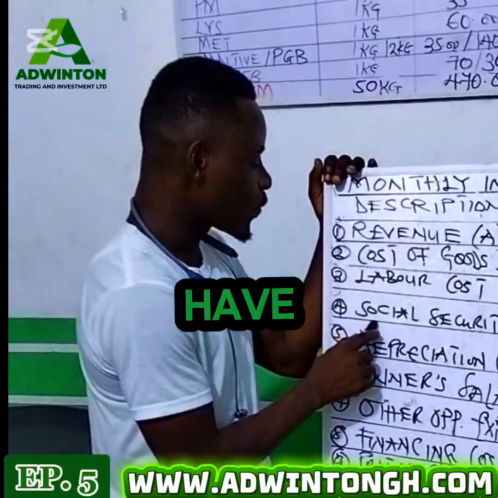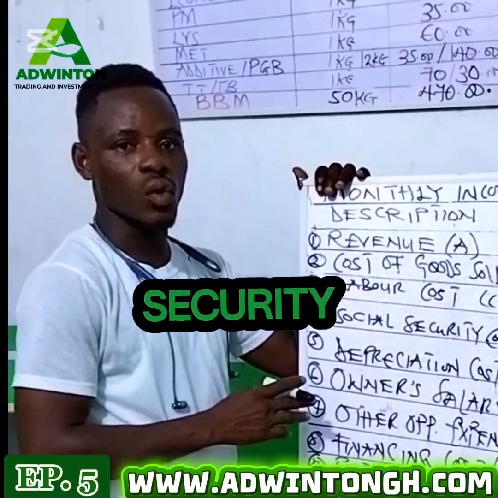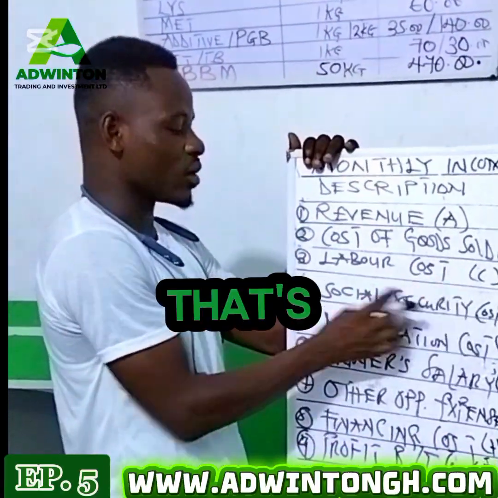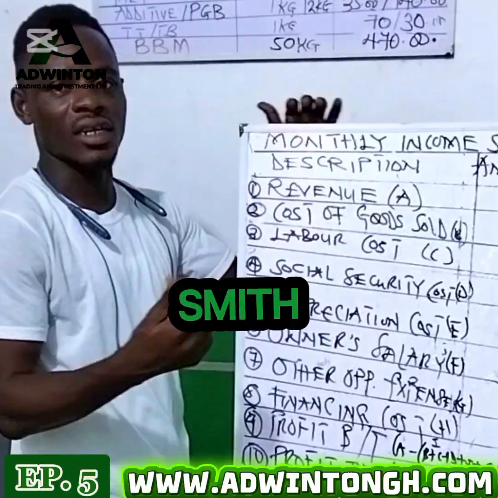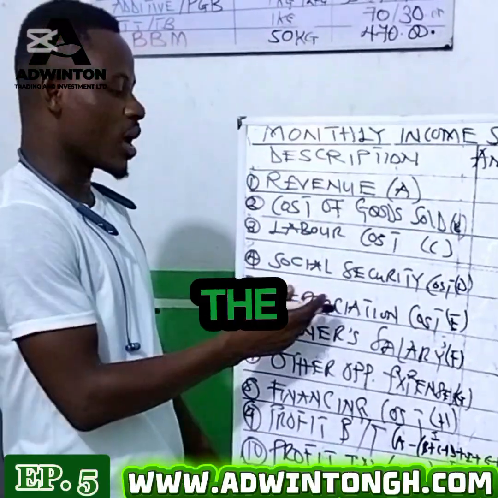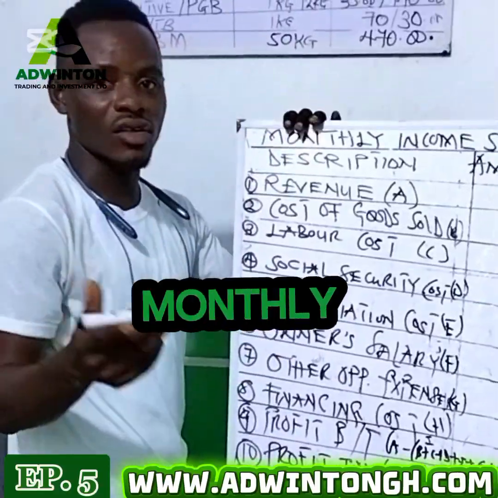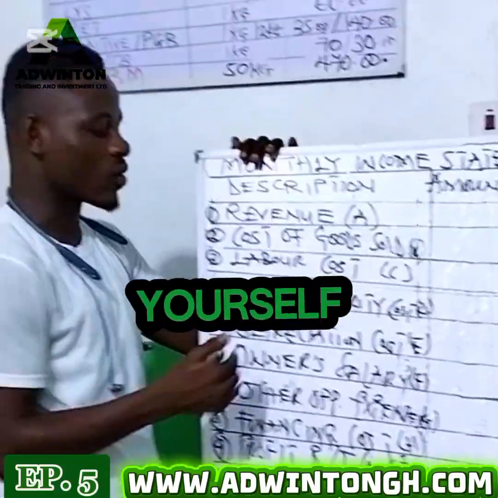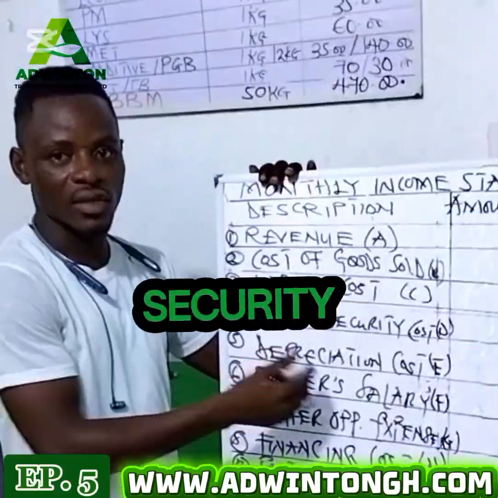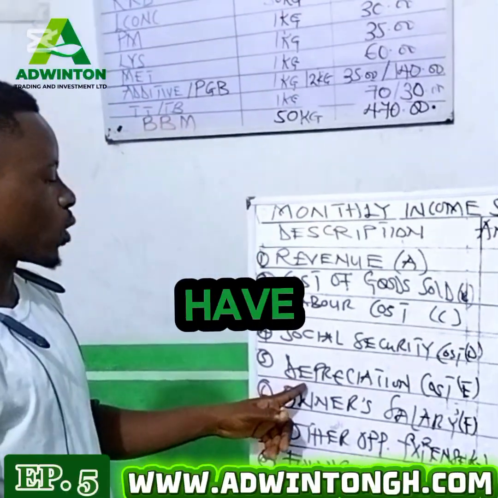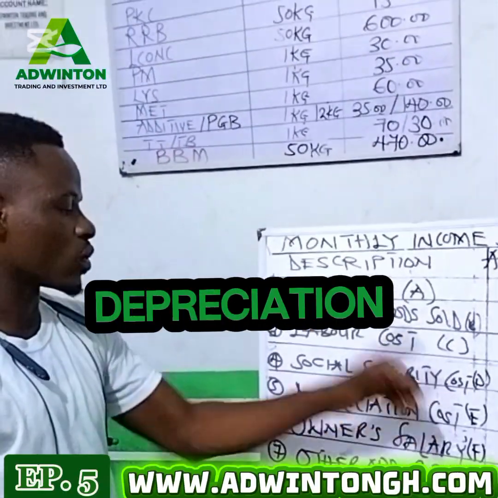So now we have your social security cost. That's the social security cost, it is about SNET. The amount that you pay monthly to SNET for your workers or yourself, it becomes your social security cost. And then we have what we call depreciation cost.